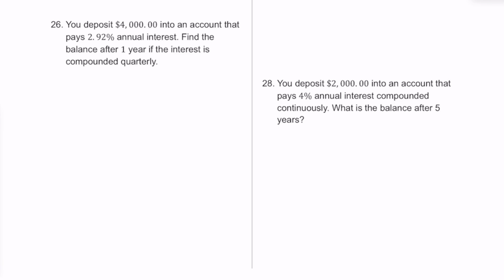All right, let's check out number 26. You deposit $4,000 into an account that pays 2.92% annual interest. Find the balance after 1 year if the interest is compounded quarterly.